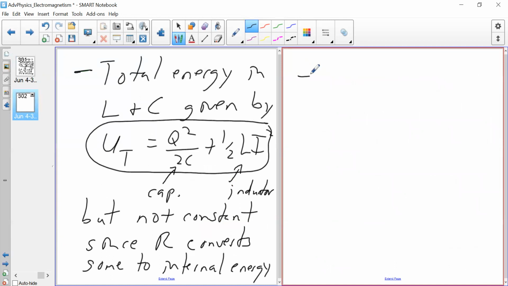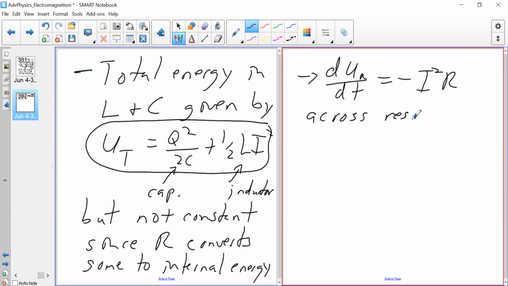Now we can represent that mathematically. The energy loss per time across the resistor, it's a net loss, is negative I squared R. We know that that's one of the equations for power when we know the current and the resistance. So the energy loss across the resistor is equal to negative I squared R. That represents a loss of power across the resistor. So that means energy is lost, negative sign. Energy lost to resistor from circuit.